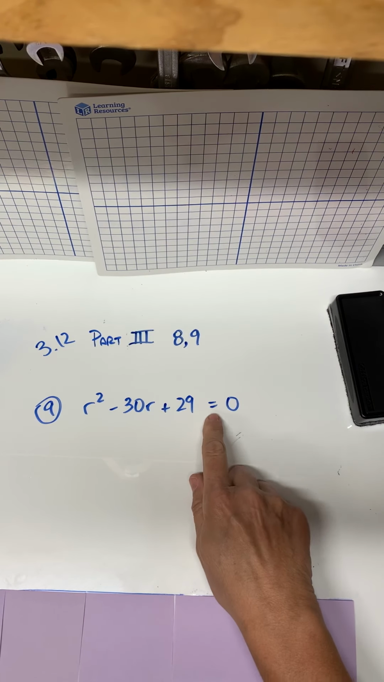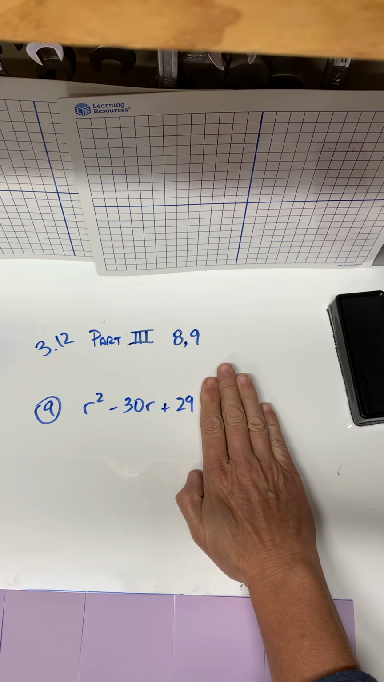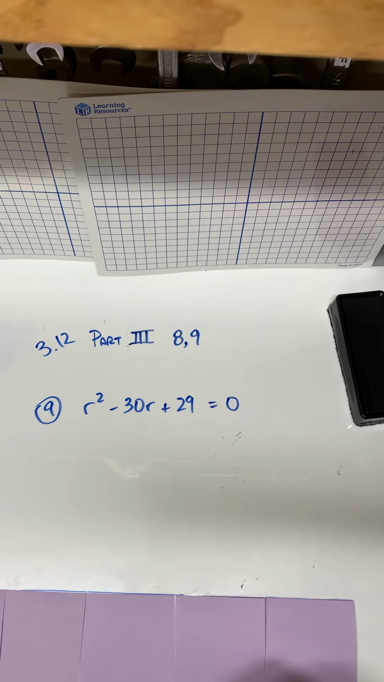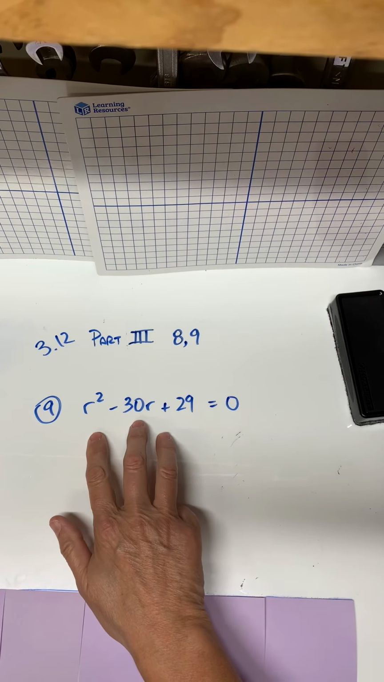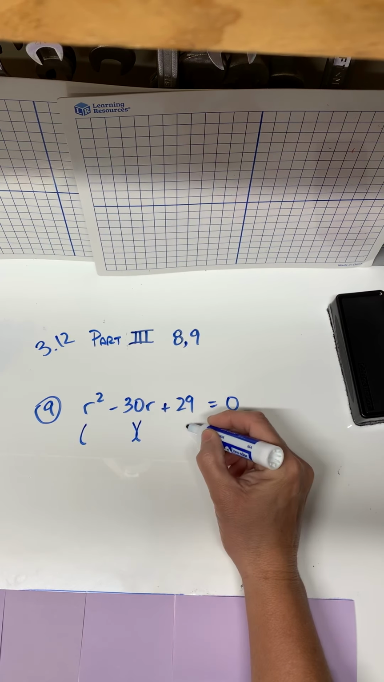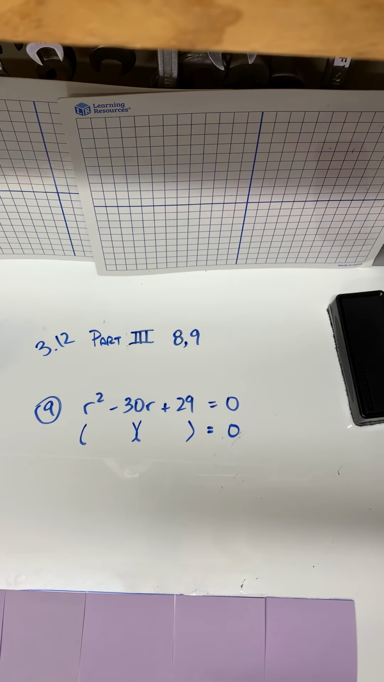So what's different about this problem compared to what we did in part 2 of this lecture series is that we have an equals 0. So this is an equation instead of a statement. If I did not have the equals 0, it would simply be a statement. In order to solve this, I need to first figure out what the factors for this trinomial would be. So I need to factor it like I did in part 2. I'm going to tack on that equals 0.